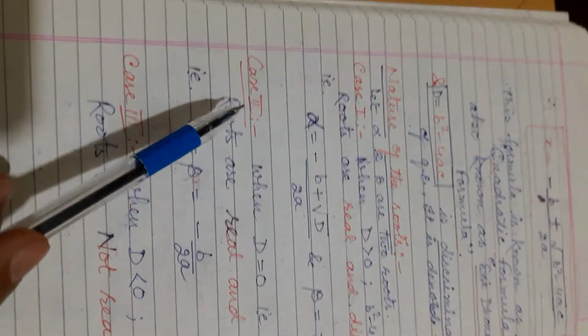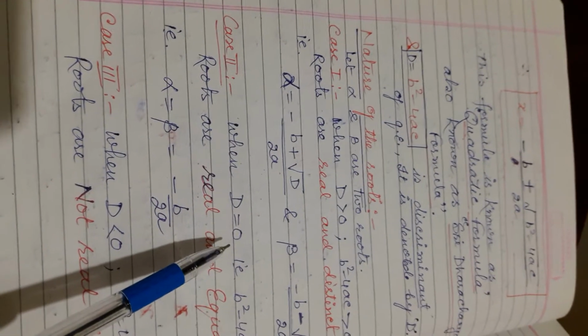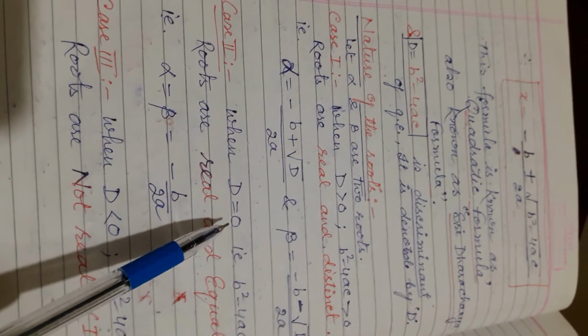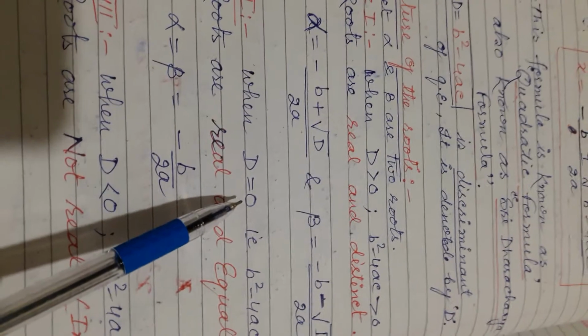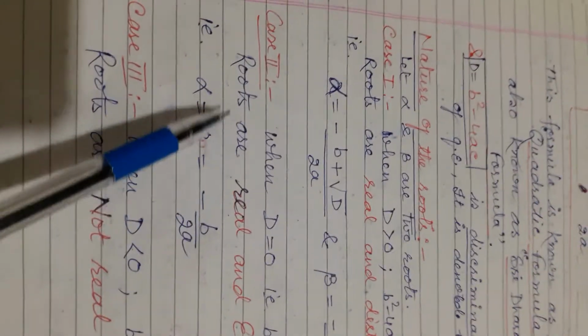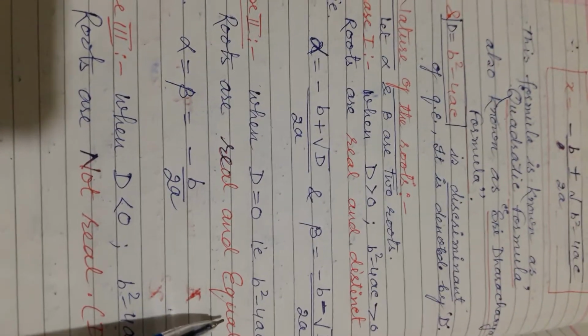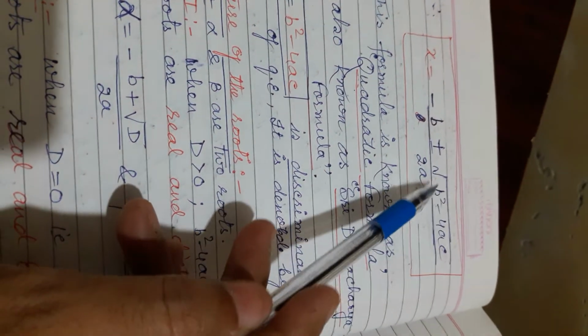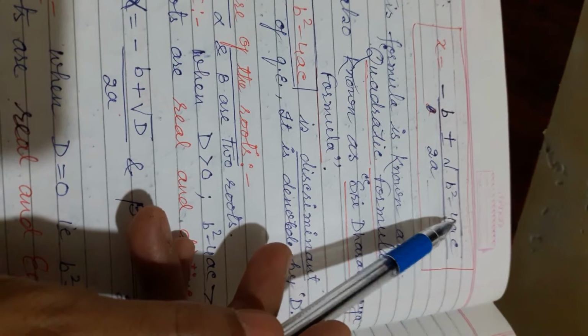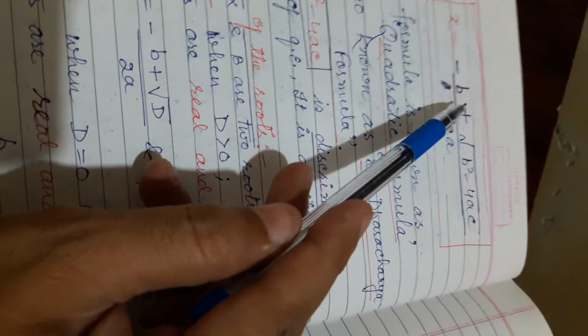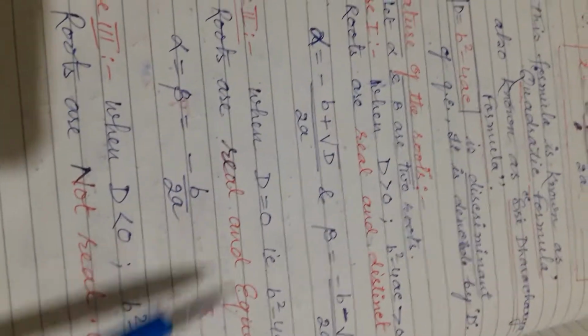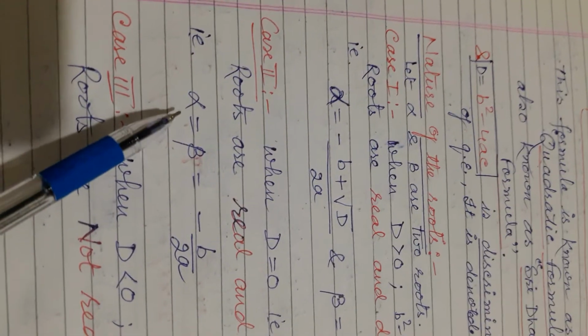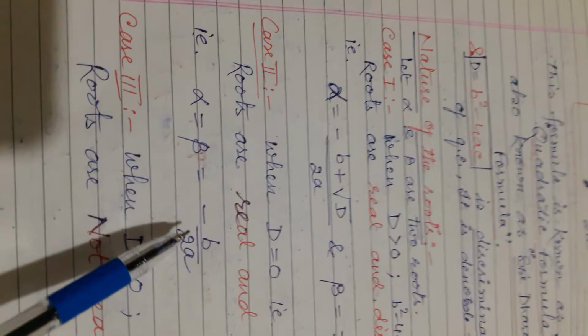In the second case, if the value of D is equal to 0, means the value of the discriminant is equal to 0, the roots are real and equal. If the value of D is equal to 0, means b square minus 4ac is 0, only minus b upon 2a will be left. So there are two real and equal roots, means the values of alpha and beta are both equal to minus b upon 2a.